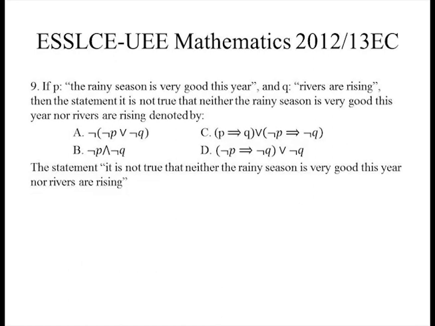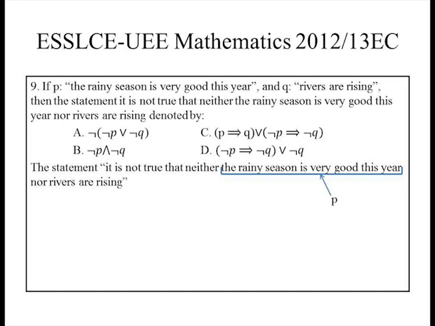Question number 9. If P, the rainy season is very good this year, and Q, rivers are rising, then the statement, it's not true that neither the rainy season is very good this year, nor the rivers are rising, is denoted by. In this statement, it's not true that neither the rainy season is very good this year, nor rivers are rising. The statement, the rainy season is very good this year, is represented by P. Then, neither the rainy season is very good this year will become negation of P.